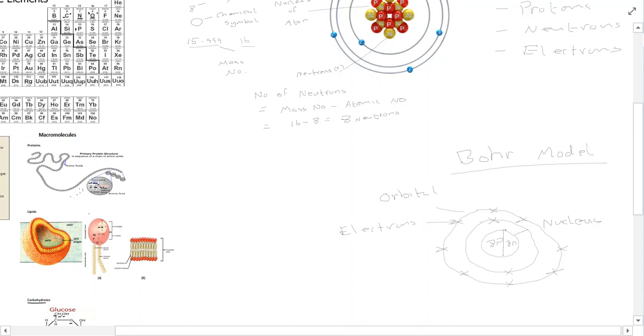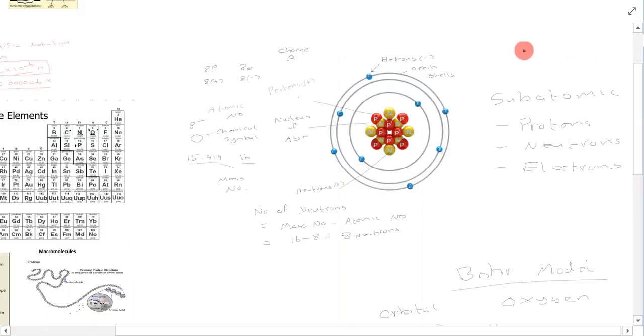Basically, it's just a way to represent the atom. So this is oxygen. And it shows us the arrangement of the subatomic particles. You have the protons and neutrons in the middle, and then you have the electrons in the orbits around the nucleus of the atom.